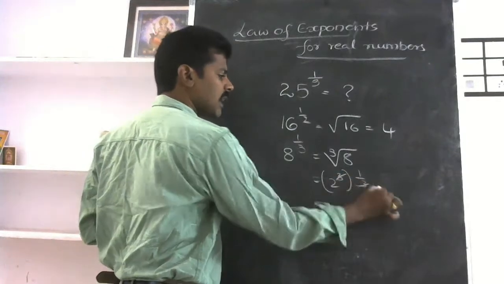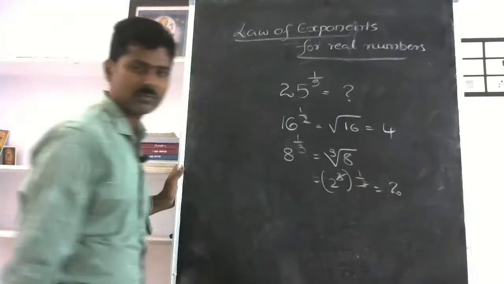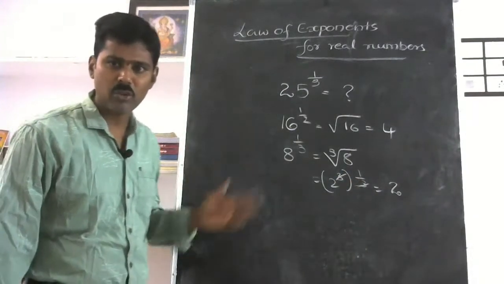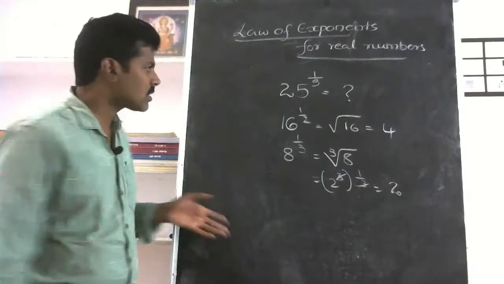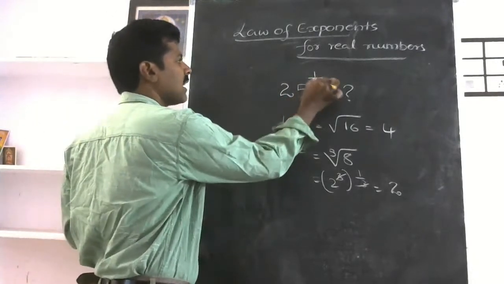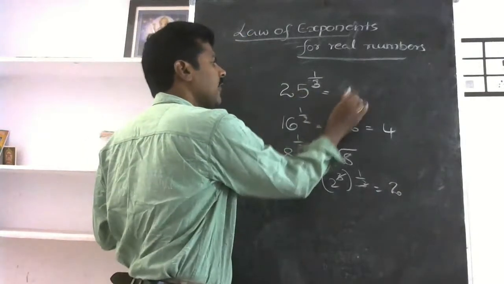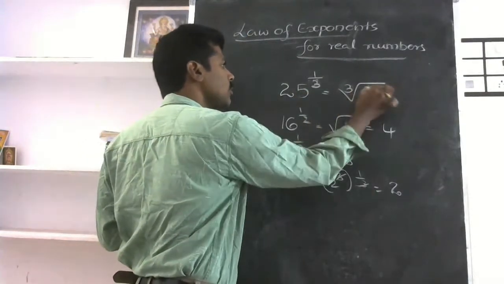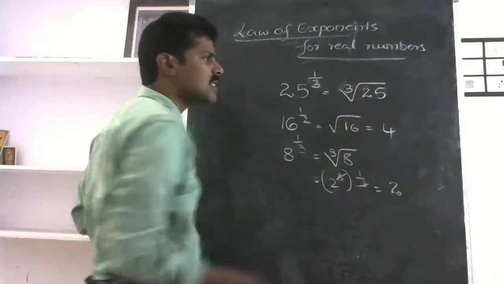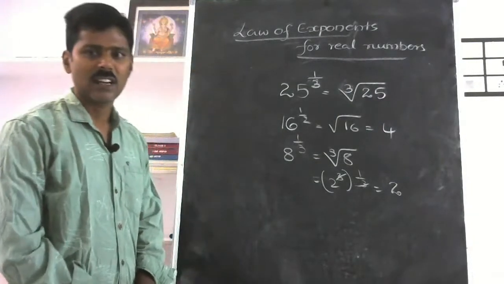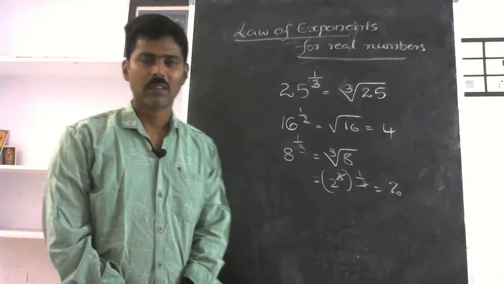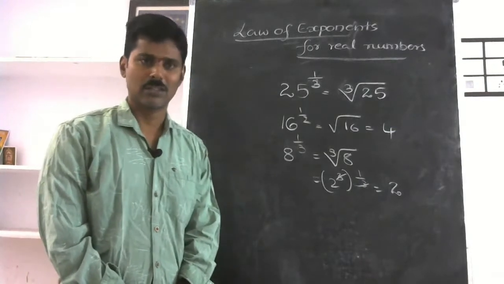So 3 will be cancelled. I will get 2. Already, square root and cube root, I know that. But what about 25 power 1 by 3? Yes, 25 power 1 by 3 notation is exponential. If you write in symbolic form, this is cube root 25. Can you say what it is? What is that number? Is it a real number or not? Yes, it is real.